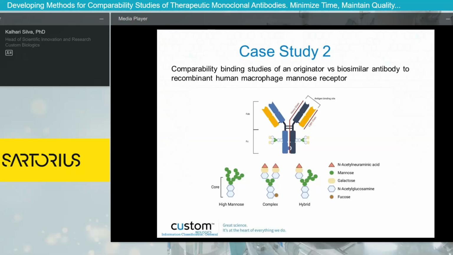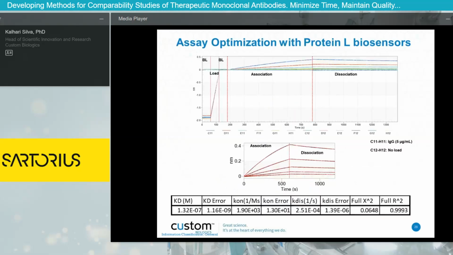And hence binding of these monoclonal antibodies to the mannose receptor is important to be assessed. Here we are skipping the optimization assays, but briefly, we are using protein L biosensors to immobilize our antibodies via the light chain. We use the same optimization binding assay, where we are using parallel biosensors with and without load.